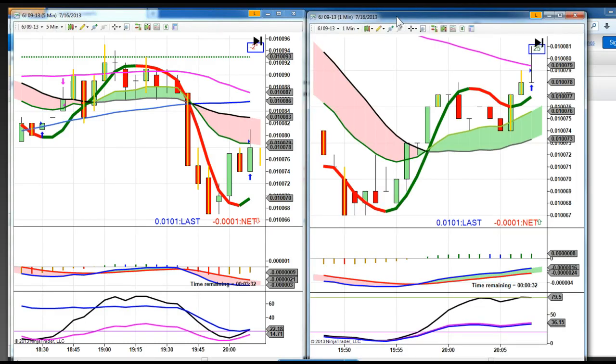Okay. So what we're looking at is the Japanese yen tonight at 8:10 my time, which is Central Standard Time. Doesn't really matter. This is what I saw. By the way, this is the 5-minute chart on the left and the 1-minute chart on the right. On the 1-minute chart, we see moving average crossovers beginning to happen.